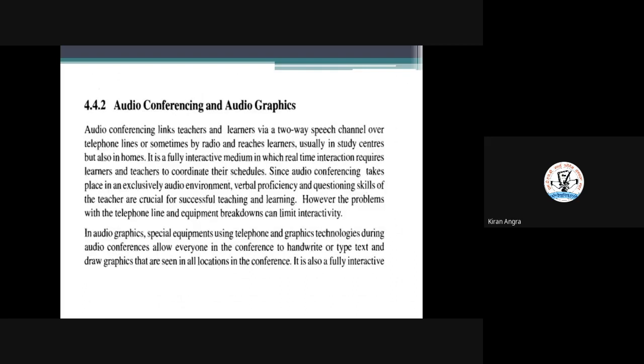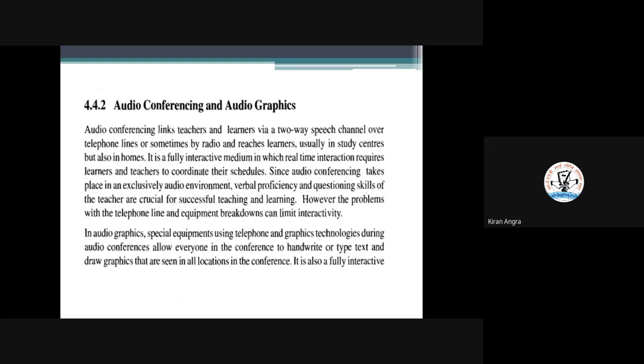So this is what we mean by interactive radio, audio conferencing and audio graphics. What is audio conferencing? This is again a link between the teacher and the learner in a two-way speech channel. And the channel can be radio lines or telephone lines, usually in study centers, but at home too these types of audio conferencing are being used.